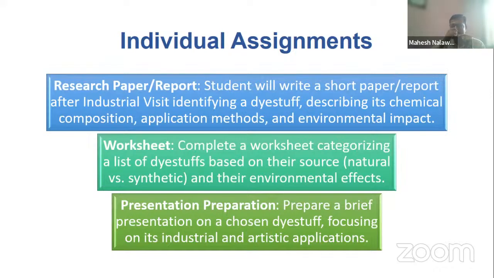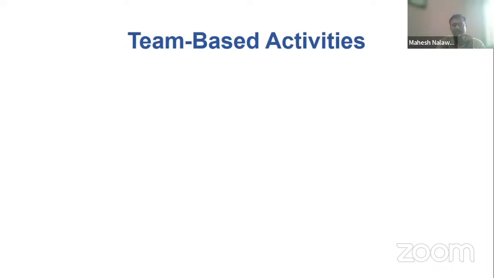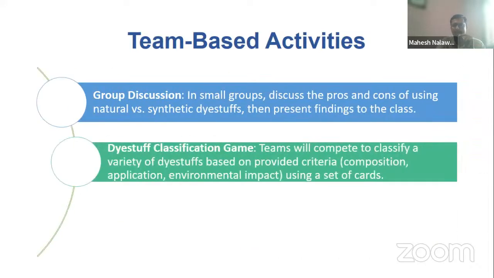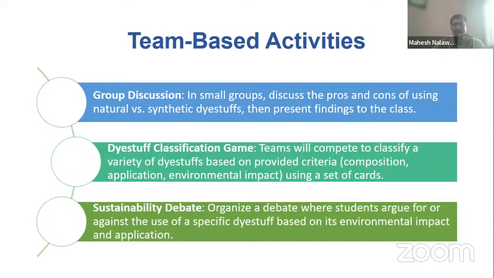After completion of these individual assignments, when the students come to the classroom, they will be given team-based activities. The team-based activities include group discussion, then simple classification games where the dye stuffs will be classified according to their composition, their application, their environmental aspects, etc. And then the students who are able to analyze and synthesize the data or the information will be allowed to participate in a debate competition, or even they can debate about the environmental aspects of the dye stuffs.